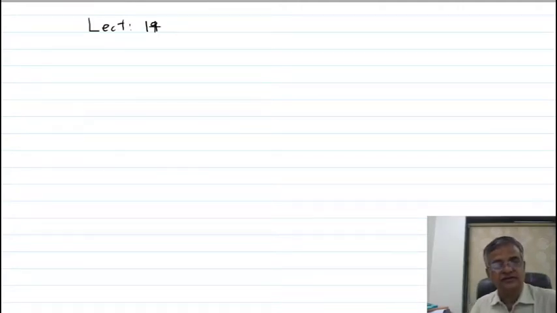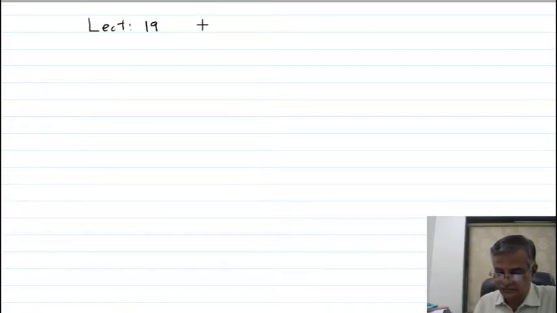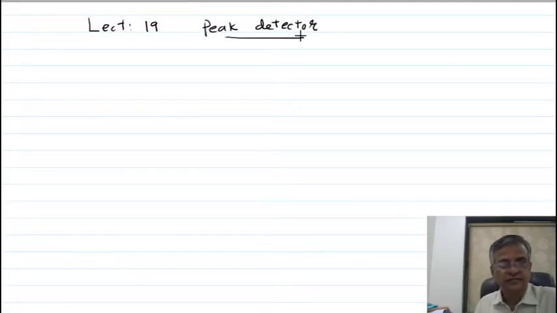Today we will discuss two circuits. One is the peak detector using op amp, and the second is the clipper circuit using the op amp. So we have to understand how the circuit works.